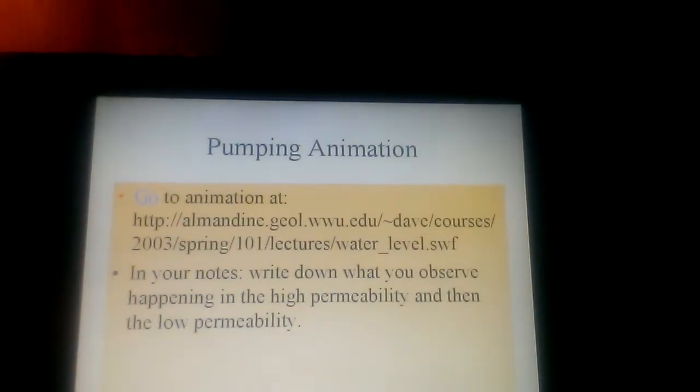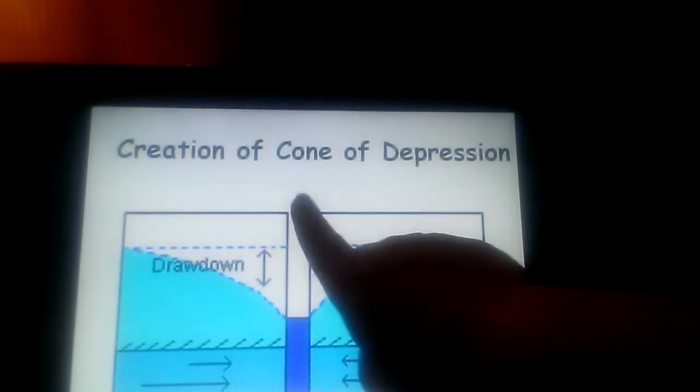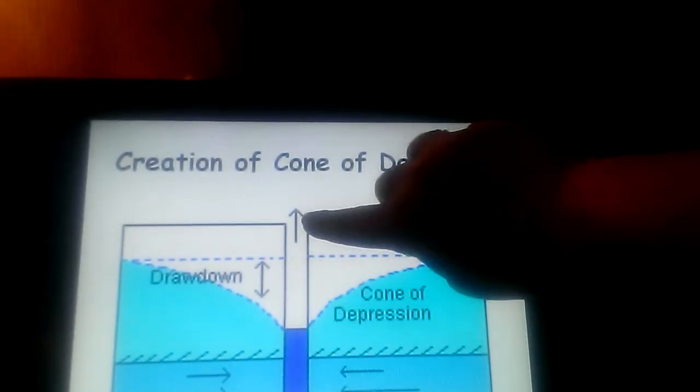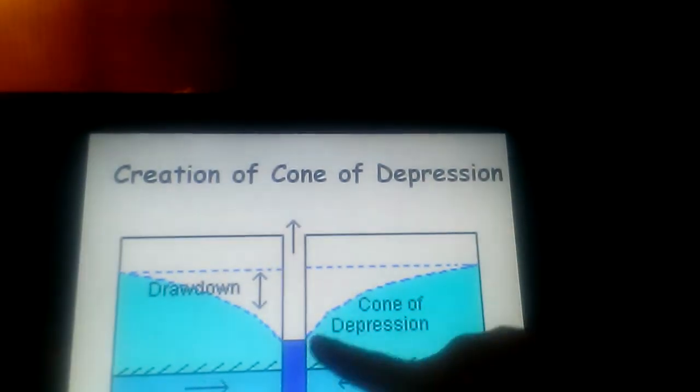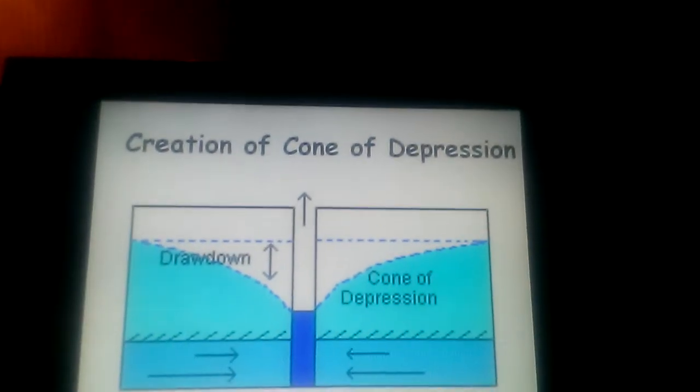I'm not going to show you the animation. It doesn't actually work very well. But the idea is that as you're sucking water out with a mechanical pump, it's sucking the water like a straw. It creates this drawdown in cone of depression as the water table goes down as the water is sucked out.